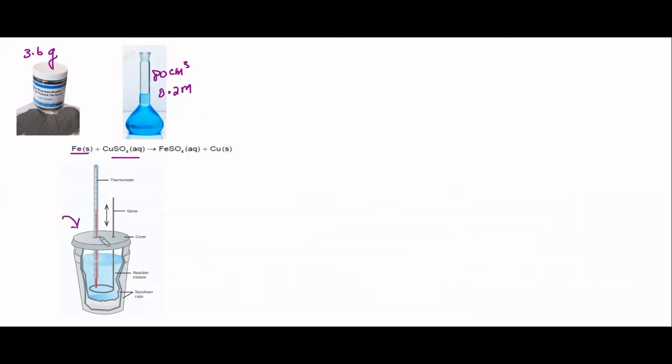This thermometer helps us notice the rise or fall in temperature of the system. And the stirrer helps in stirring the solution to make the temperature distribution uniform. Otherwise, there will be error in the temperature measurements. So we can assume that the iron is added into the calorimeter, and 80 cm³ of the solution is added into it, and this is an exothermic reaction, so there will be a rise in temperature.